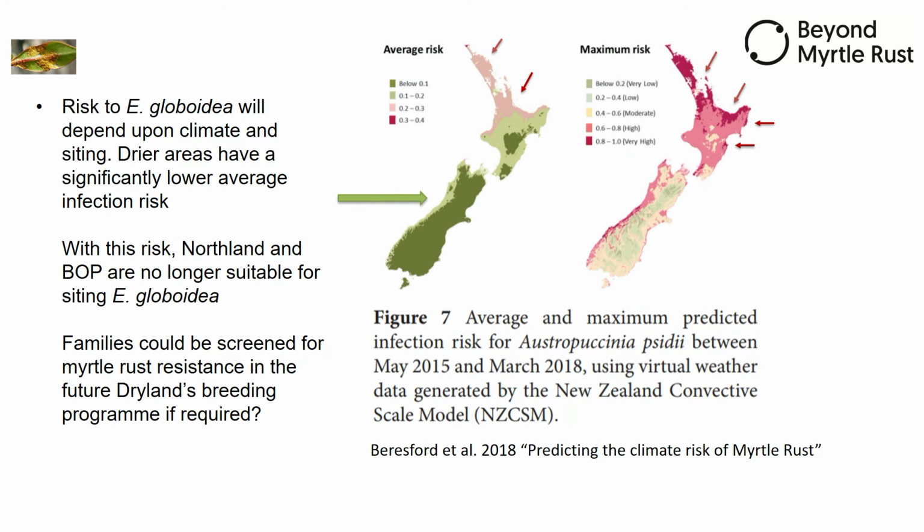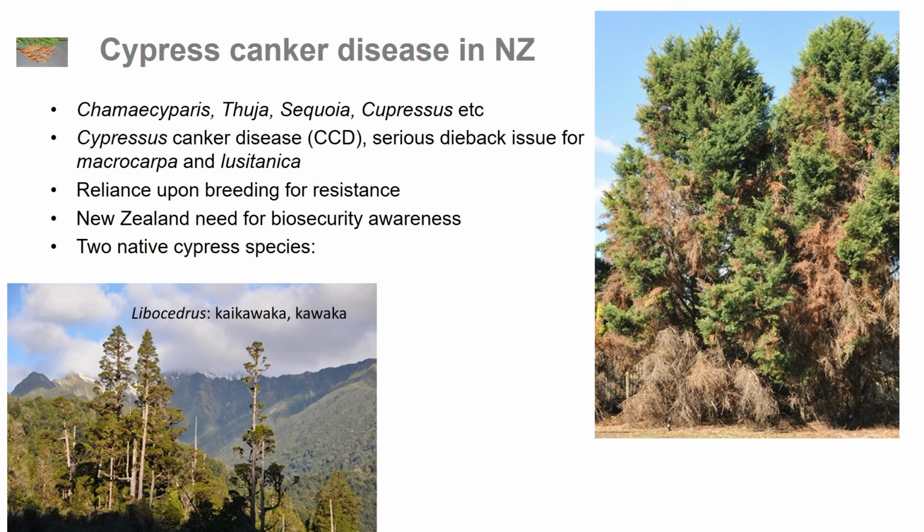the most obvious. My third topic for today is cypress canker disease in New Zealand. We have a number of cypresses in New Zealand, and they form an important specialty species for the SWP program. Canker disease is a serious dieback issue, especially for Macrocarpa and Lusitanica. It kills the trees. This disease severely limits the expansion of New Zealand's about 10,000 hectares of planted cypresses.